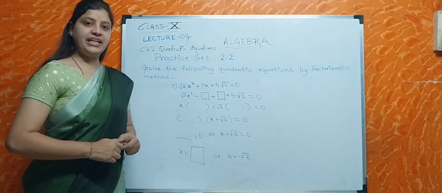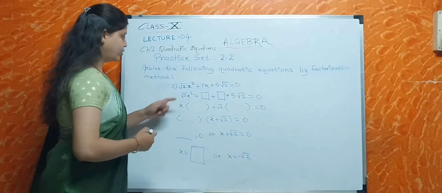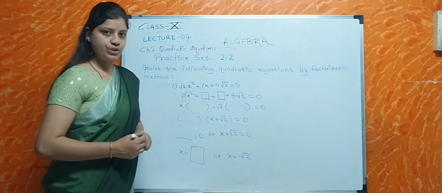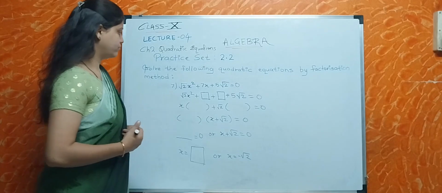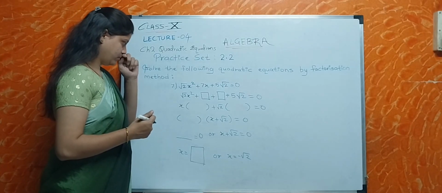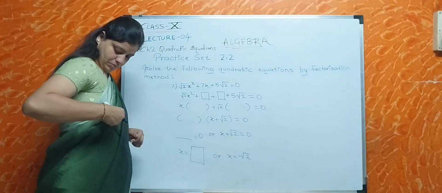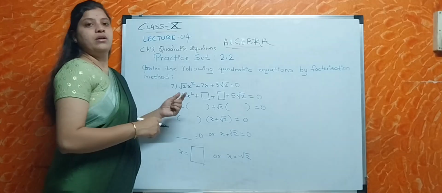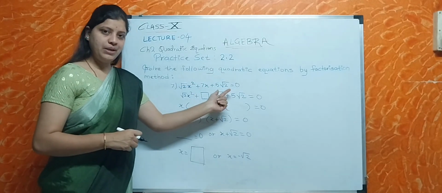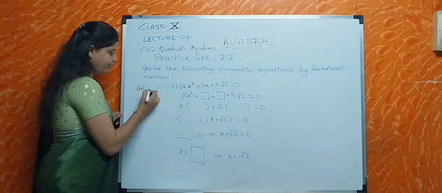They have given one activity here. So we will solve this question by the factorization method. So root 2x square plus 7x plus 5 root 2 is equal to 0 is our question. Now see, we want factors here. So first term and last term multiplication. See, root 2x square into 5 root 2.